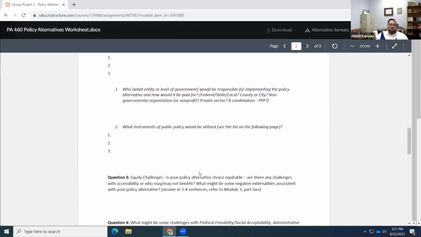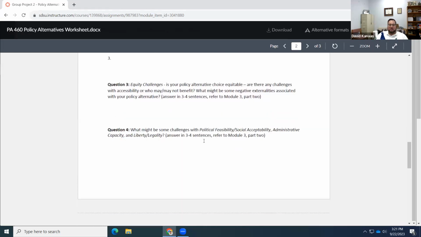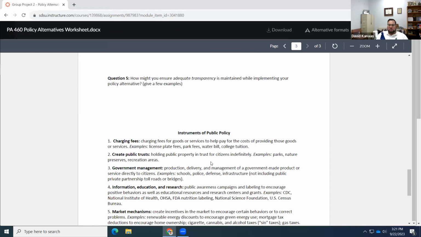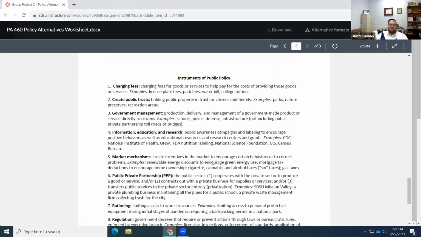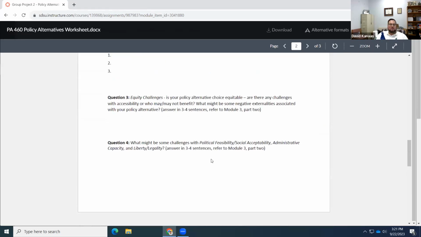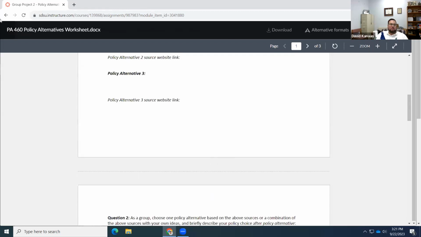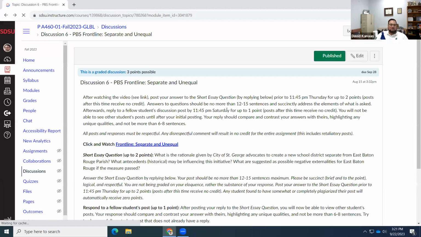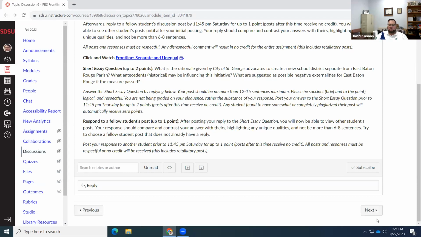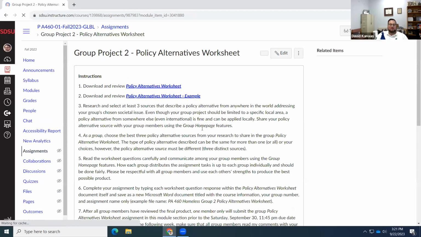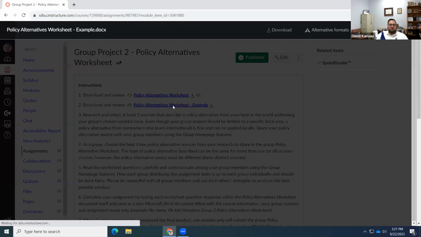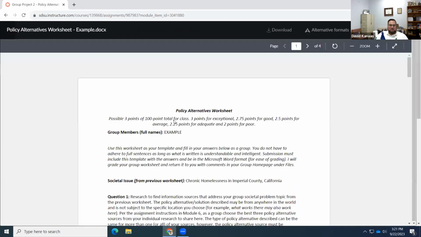And then you have the questions to answer regarding that. Again, you're going to be applying instruments of public policy. I give you the list again, just to save you time from going back and forth. And I will go back and show you the example. Oops, too far back. So here is the policy alternatives worksheet.